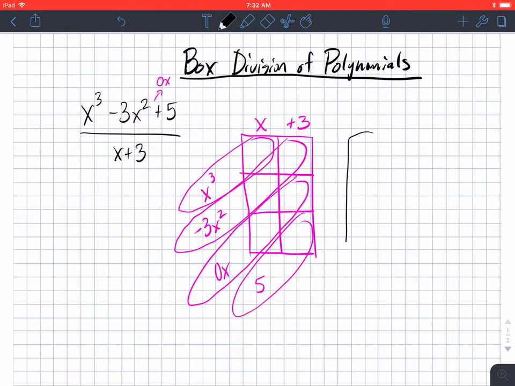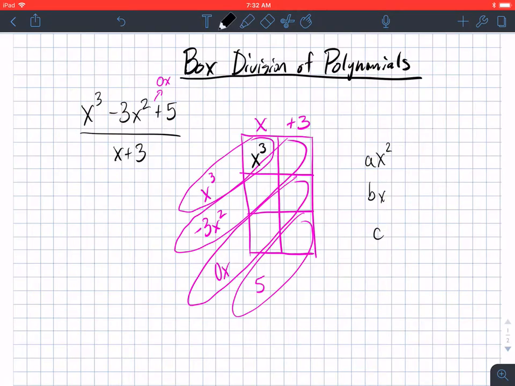We just don't know what the answer is. The answer is going to be right here: our x squared term, our x term, and our constant term. That's why we have 3 vertical. How do we start? This box plus nothing is equal to x cubed, so we just write down the x cubed there.